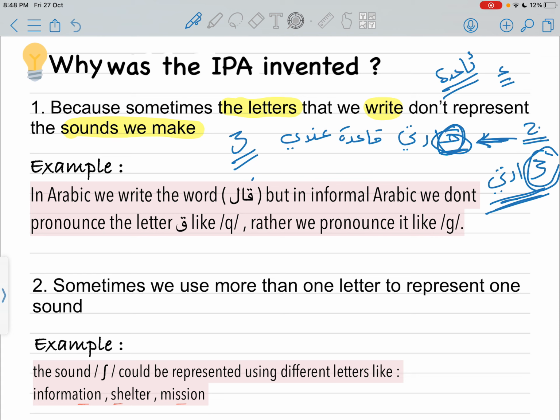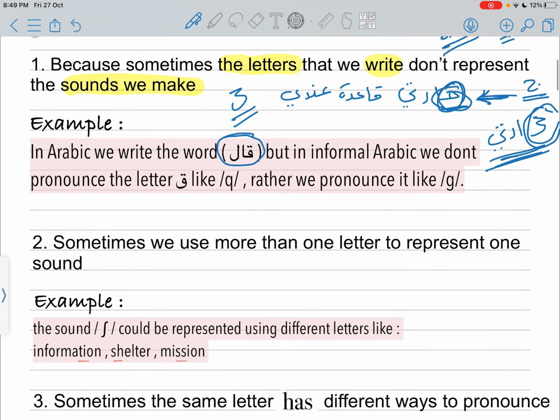Here we have an example. The word قال in informal Arabic. I pronounce it like قال or قال. You pronounce it like كال. Someone else pronounces it like al. Okay? It has many ways to pronounce. So the same explanation for this word.